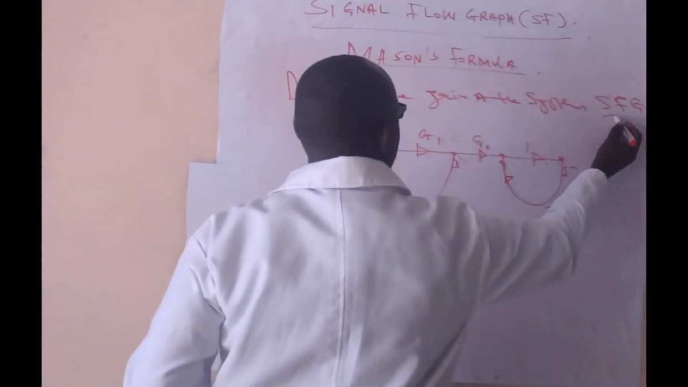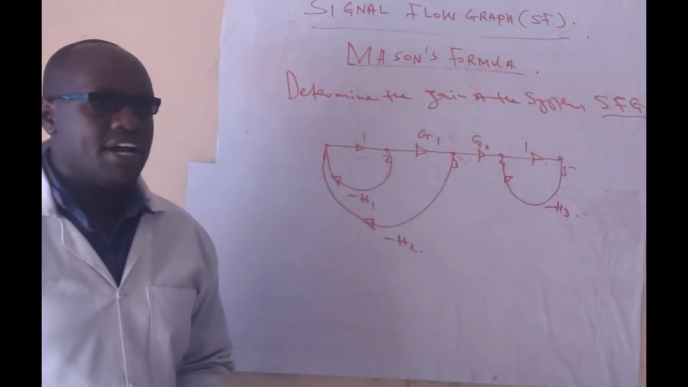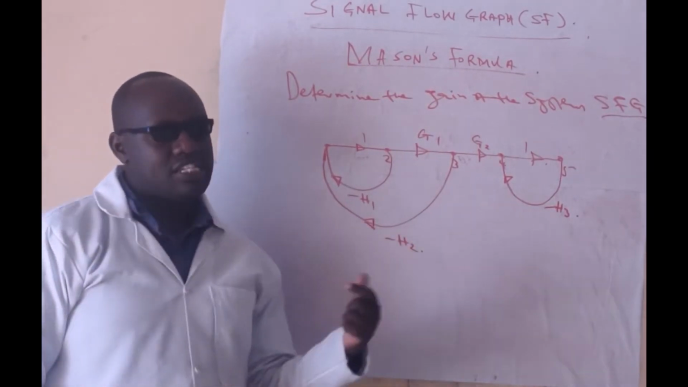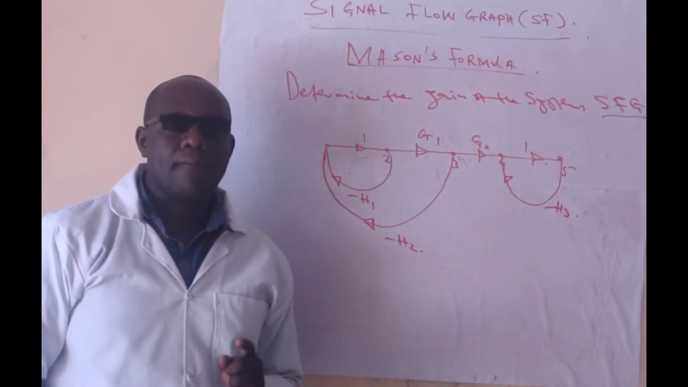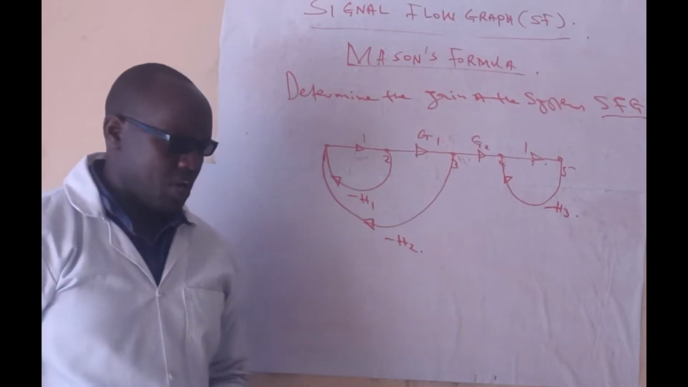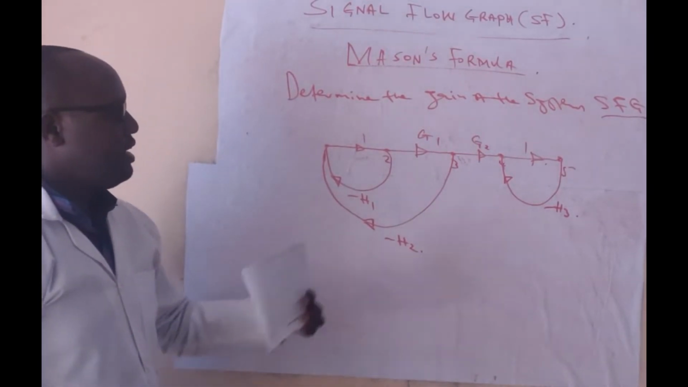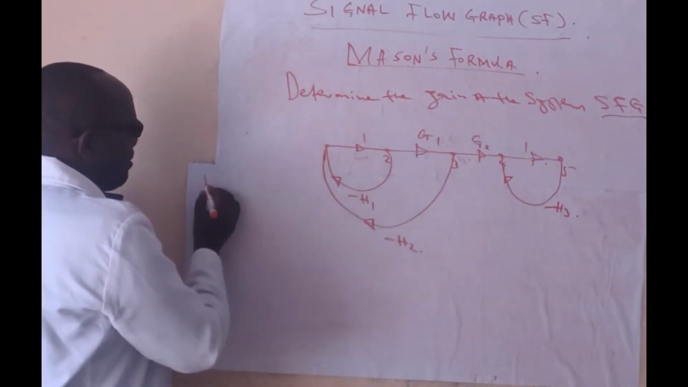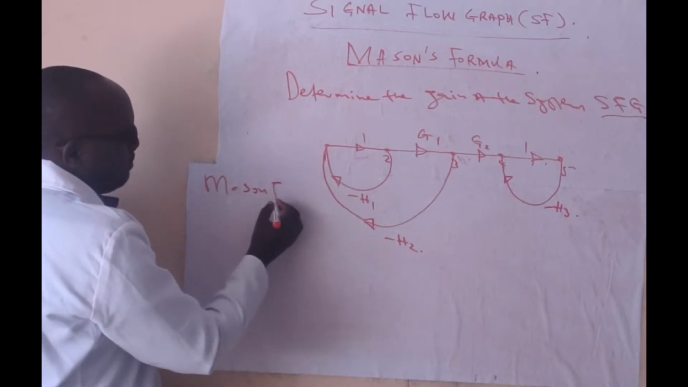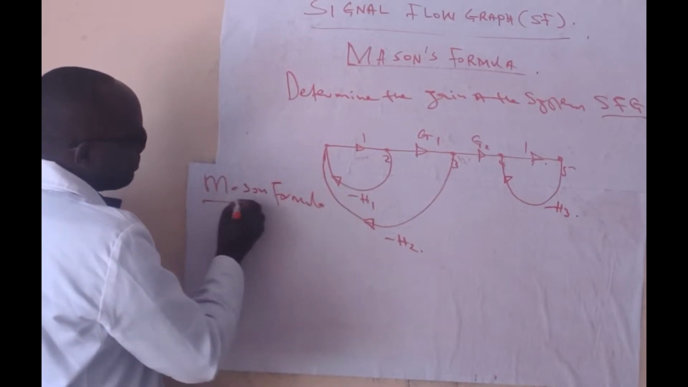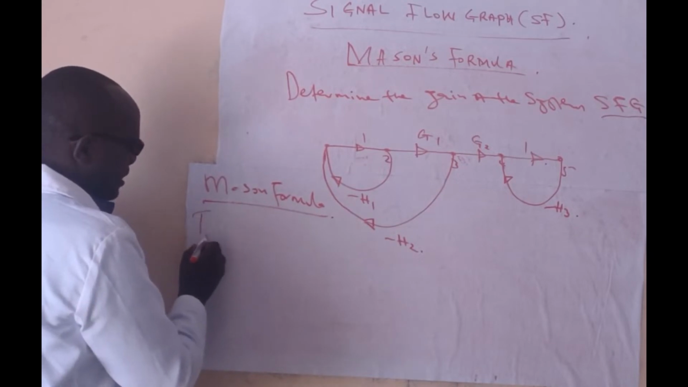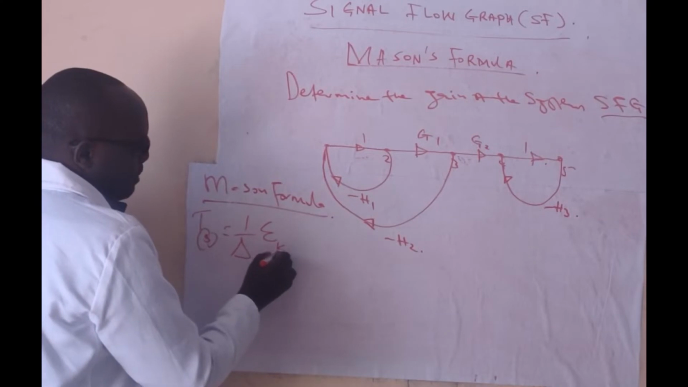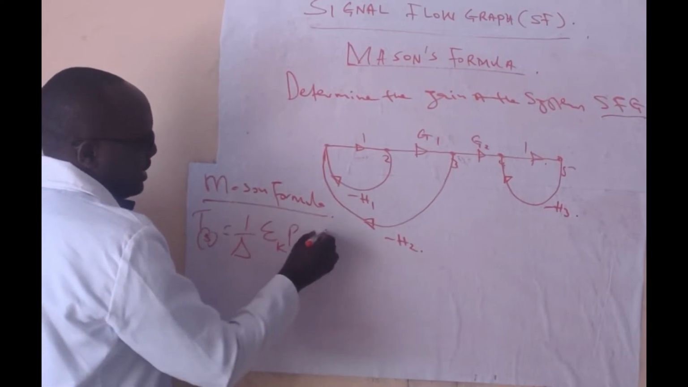This is a signal flow graph. This is an example of a signal flow graph. Remember, by now we know how to come up with a signal flow graph from the block diagram. Now, how do we determine the gain of the system? It is by the use of Mason's formula. And the formula was T, which is equal to 1 over delta, the summation of k, P_k, and then delta_k.